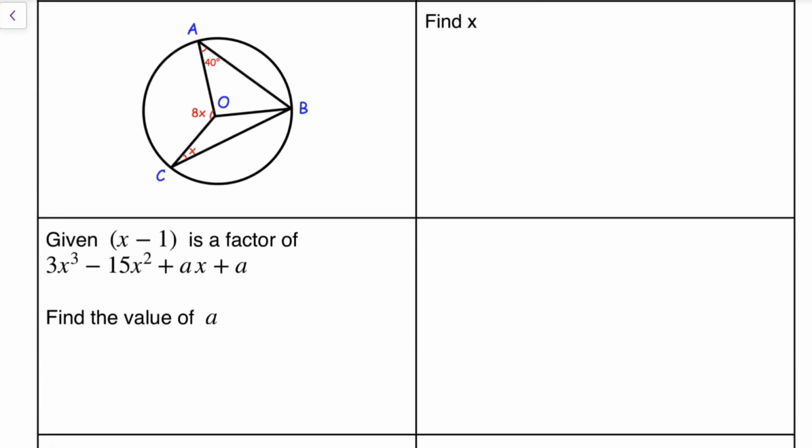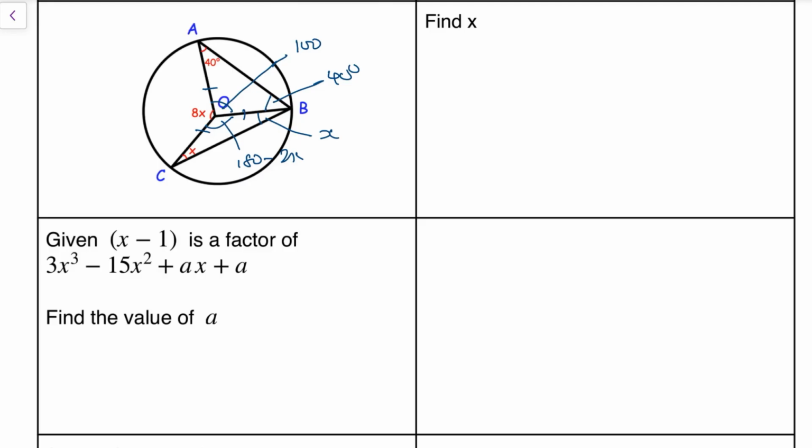Find x. So it's a circle theorems question. Now what I do notice, these are all isosceles triangles. I just need to find x. I don't need to explain why. So that's x. This is 40, isosceles triangles, which means that this is 180 minus 80, which is 100. Okay. Have I got anywhere yet? And this is 180 minus 2x.